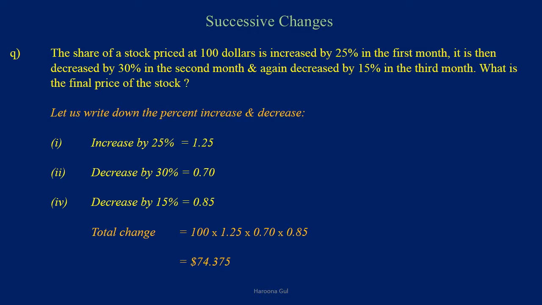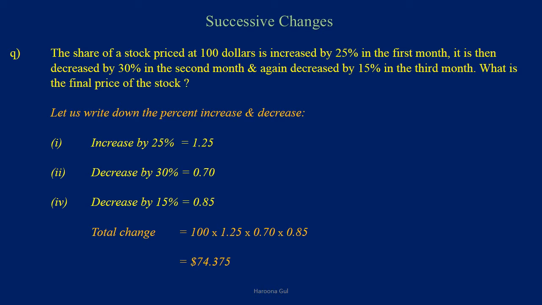This question is on one of the subtopics of percentage known as successive changes. A successive change is a percentage change in something which happens more than once. So the question for it says that the share of a stock priced at $100 is increased by 25% in the first month. It is then decreased by 30% in the second month, and again decreased by 15% in the third month. What is the final price of the stock?